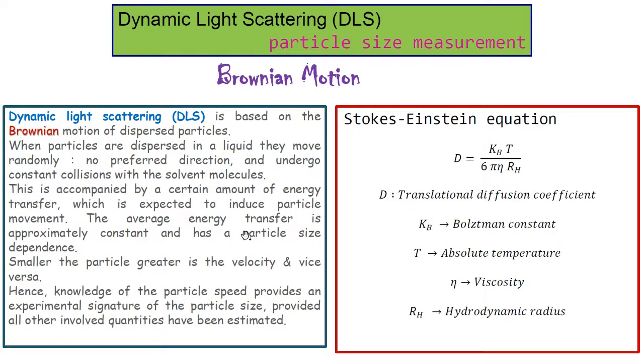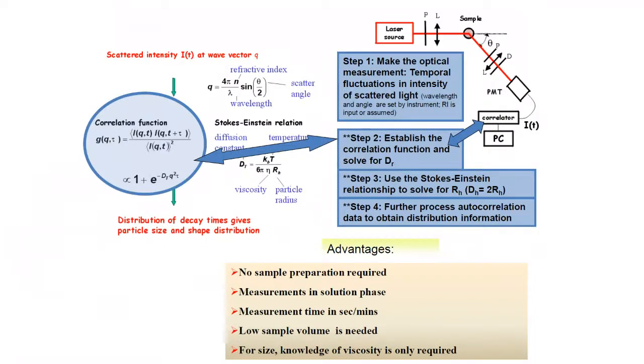So if I know the particle speed, I'll be able to have some conjecture on the size of the particle. And this is given by the famous Stokes-Einstein equation, which correlates the translational or diffusion coefficient with the hydrodynamic radius. So we have a handle to measure the hydrodynamic radius based on the Brownian motion. This is just a slide which shows that it is easier said than done. I'll just say that it has several advantages: you don't need any specific sample preparation, measurements can be done in solid and in solution phase, the time is very small, and you have knowledge of viscosity.